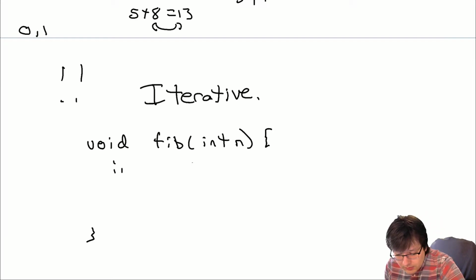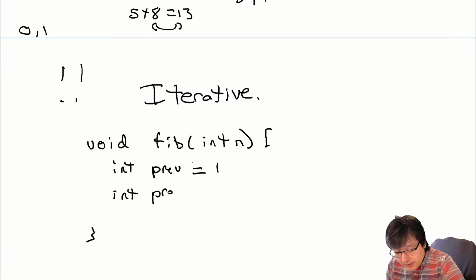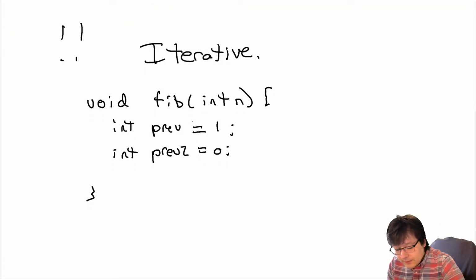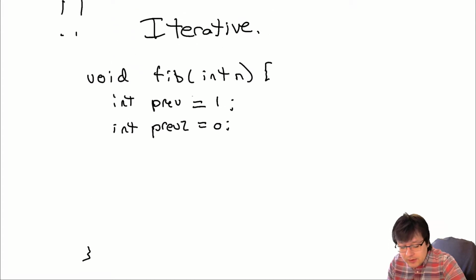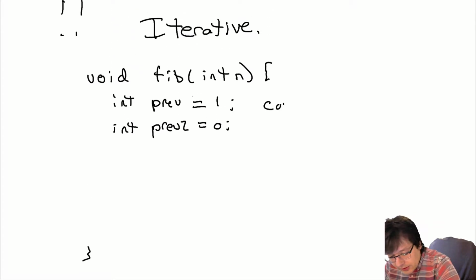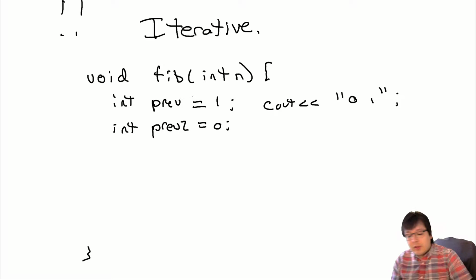So we'll call them previous and previous 2. Okay, so the previous one is going to be 1, and then previous 2, the second previous, is going to be 0. So now, of course, I guess we could add the cout statement again as well. Let's just throw in the cout statement since we want to print out the list as well as computing it. So we'll print those out as well. It doesn't really matter where you put that cout as long as it's before the for loop.